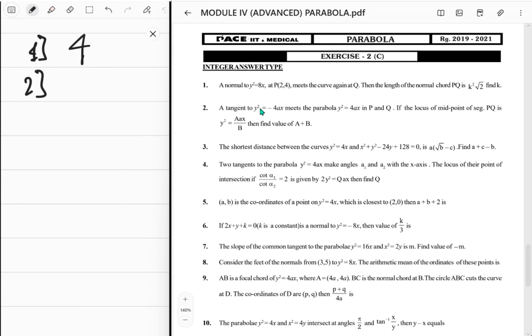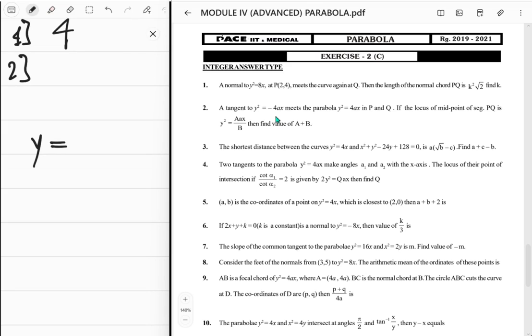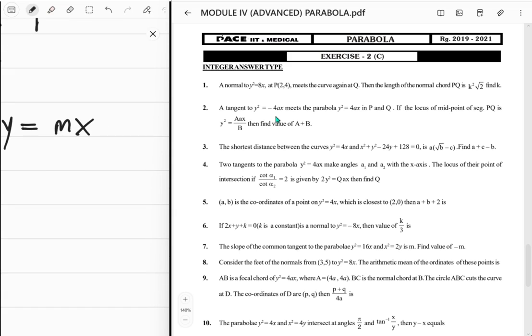A tangent to y squared equal to negative 4ax meets the parabola y squared equal to 4ax in P and Q. If the locus of the midpoint of segment PQ is y squared equal to ax upon b. Okay, so first you got this parabola, then this parabola. A tangent to this parabola meets this parabola in P and Q, and you want the midpoint, right? So this has y equal to, it's like 4 times negative ax, so it still works out. Y equal to mx plus a upon m, and this is going to be negative a upon m, right? And it just flipped basically.